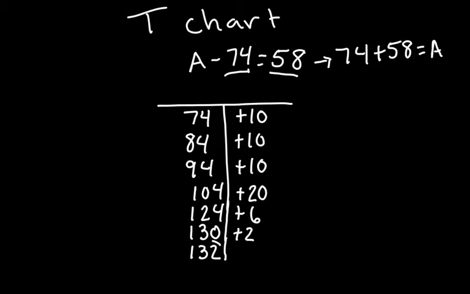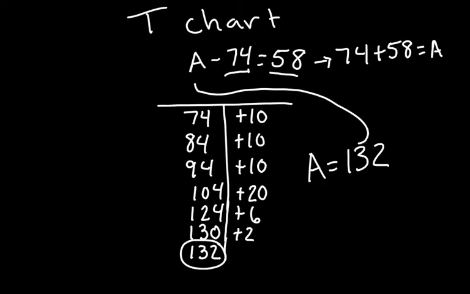So 132 is my answer, so I'll write A equals 132. Now, what I talk to all my students about is checking their work, and they can take 132 and put it where A is and do 132 subtract 74 and see if they come out with 58 to check their answer.